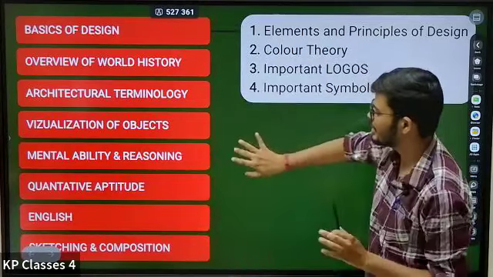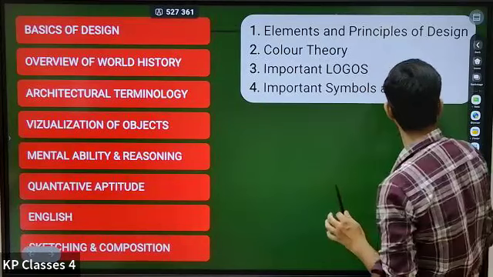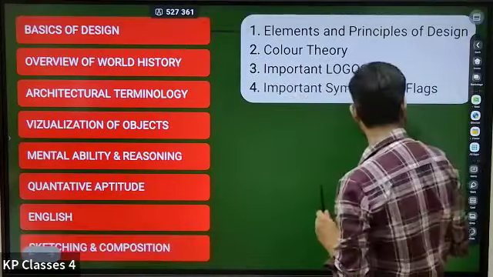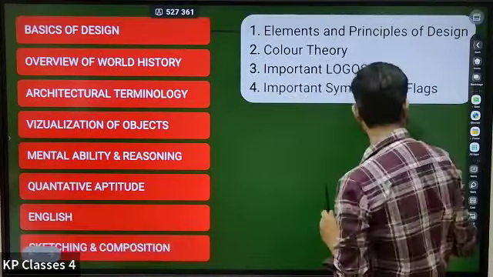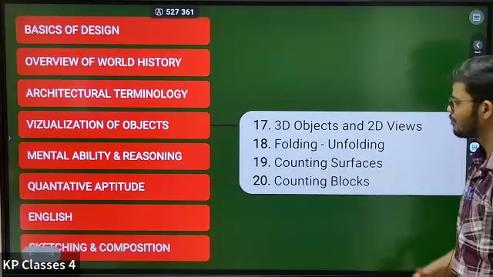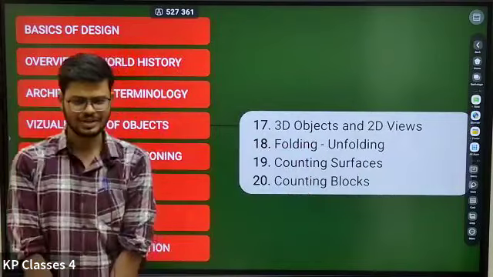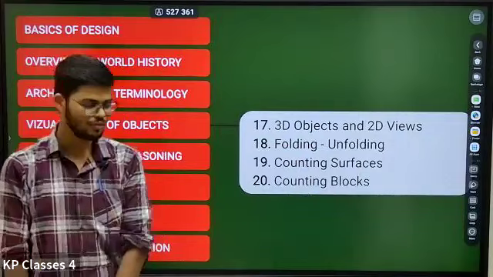All these things you guys have already done in the 51-day course. Now in today's class, we are going to discuss all these concepts. So in today's class, we'll be talking about your 3D object, 2D object, folding and unfolding, counting of blocks, counting of figures. All of that we will be covering in today's class. And this is all being covered in the 51-day course. This is just going to be a quick revision of all these concepts.